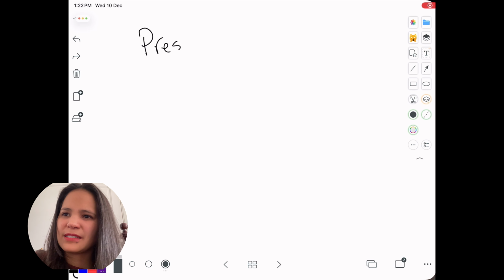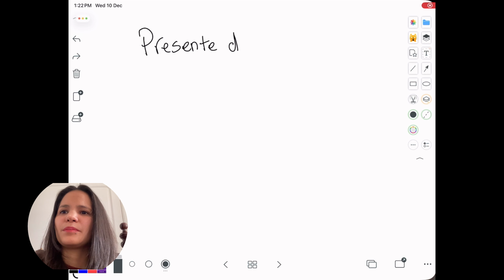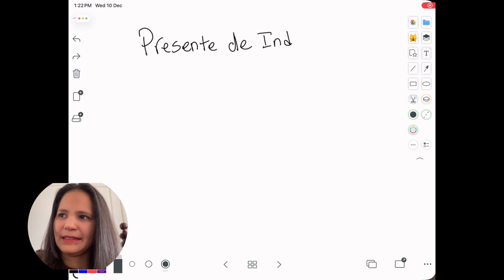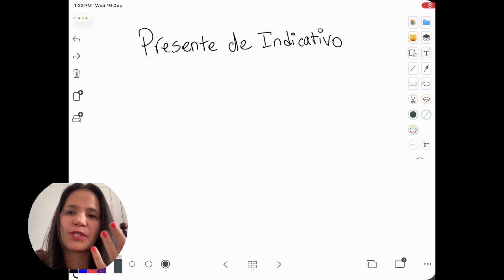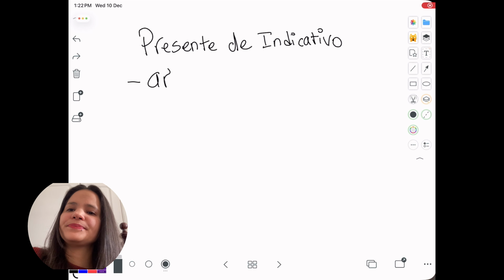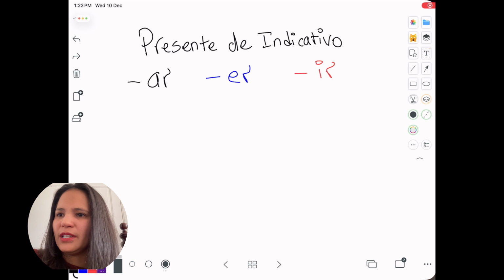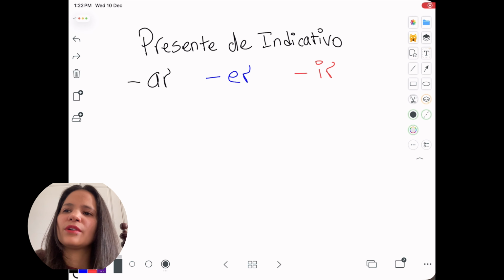All right, so the present simple in Spanish is called presente de indicativo. And the first thing we need to know is that in Spanish we have three types of verbs according to their endings. Okay, so we have verbs ending in AR, verbs ending in ER, and verbs ending in IR. This is very important for what's next.